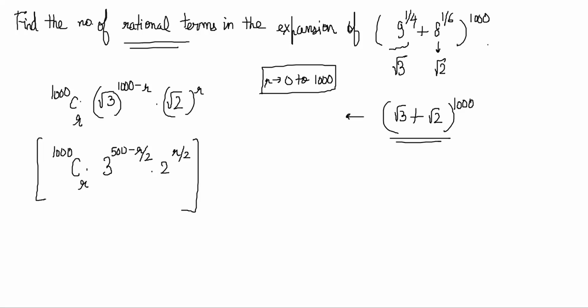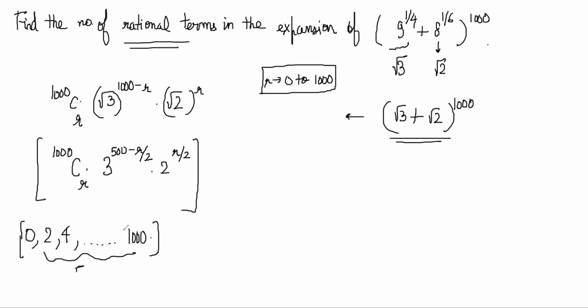If r is 0, it is rational. And to get 2, then also it's fine, right? 1 is not fine, right? So all the even numbers will be fine. Till 1000, is 1000 fine? 1000 is also fine. All the even numbers from 0 to 1000.